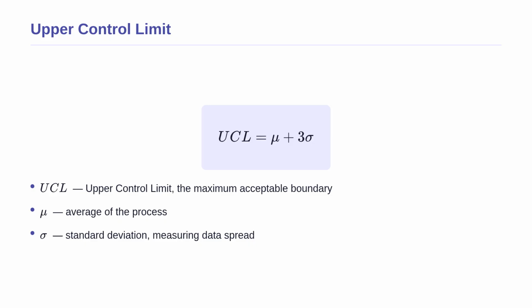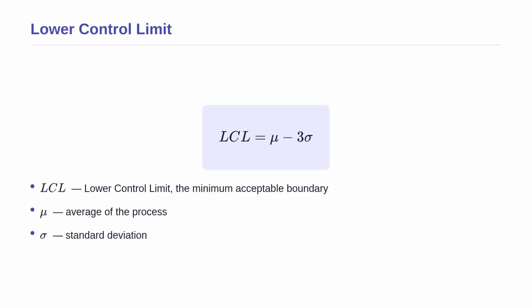The number 3 is our chosen multiplier, based on the 99.73% statistical rule we discussed earlier. Any value above this ceiling is a statistical anomaly, telling the operator that items are too large or heavy. Notice that as the standard deviation or sigma increases, the process becomes more chaotic and the UCL moves higher up, widening the acceptable lane.